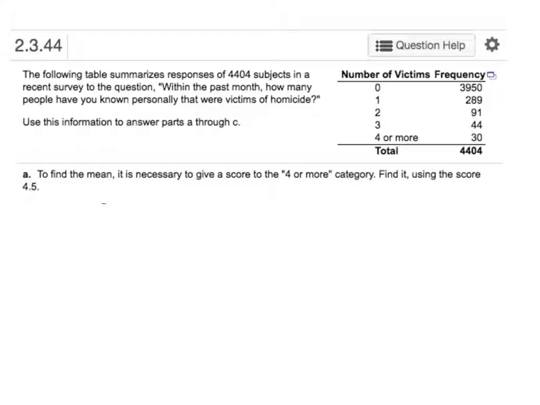So if I were really computing the mean, I would have 0 plus 0 plus 0 plus 0 a whole bunch of times. In fact, exactly 3,950 times. Then, after I have a whole bunch of those, I would have plus 1 plus 1 plus 1 a whole bunch of times, exactly 289 times. And then I would have 2 plus 2 plus 2 a whole bunch of times, exactly 91 times, and so on.